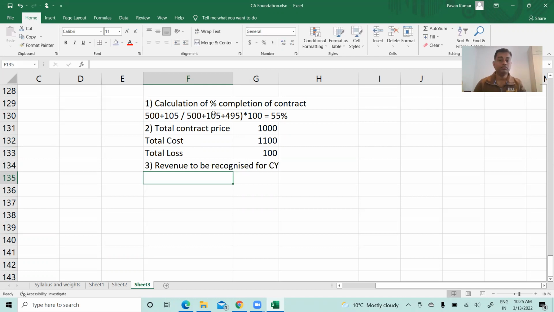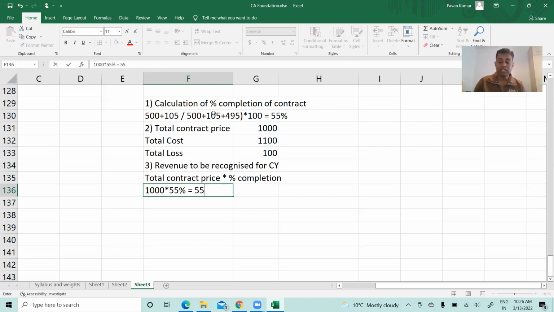Current year: can I say total contract price into percentage completion? That is equal to 1,000 into 55%. Is that 550? Yes, sir. Very good. Now current year loss.